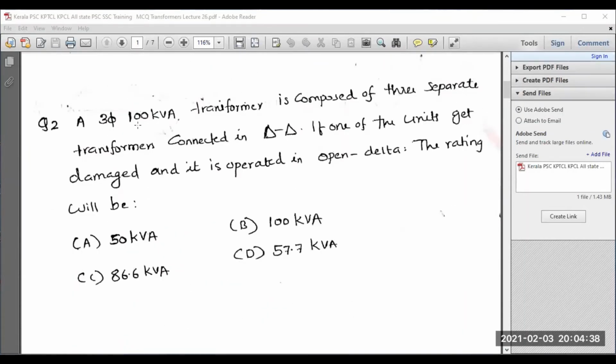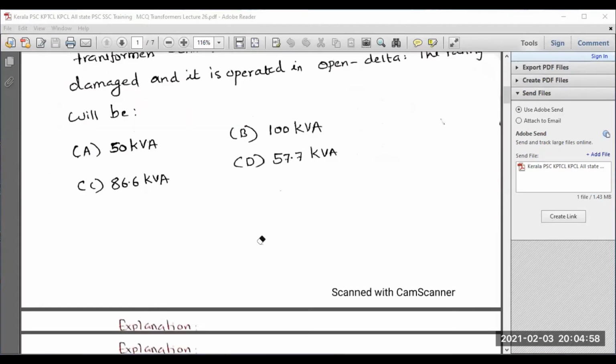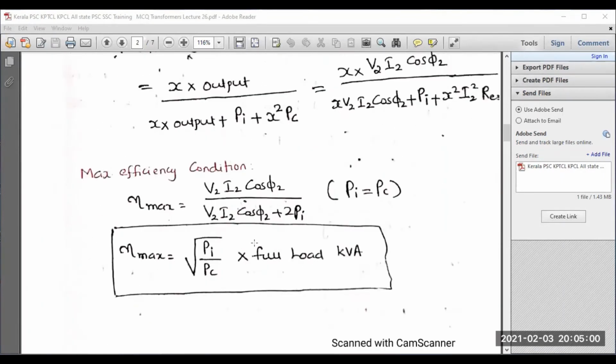Here, a three-phase 100 kVA transformer is composed of three separate transformers connected in delta-delta. If one of the units gets damaged and it is operated in open delta, the rating will be, of course, 57.7 kVA. So the right answer is option D. I can go for option D. So remember what an open delta is and the corresponding terminologies.